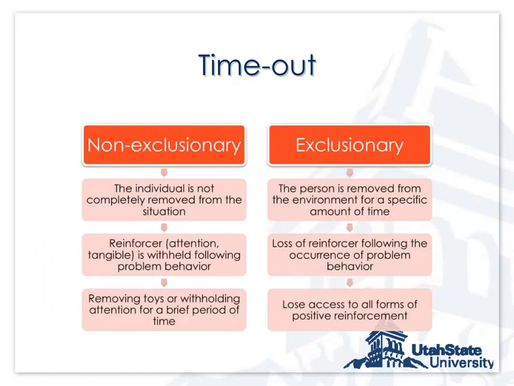Two types of timeout from positive reinforcement can be used. In the case of non-exclusionary timeout, the individual is not completely removed from the situation, but the reinforcer is withheld following problem behavior. Non-exclusionary timeout can be implemented by removing toys or withholding attention for a brief period of time. In the case of exclusionary timeout, the individual is removed from the environment for a specific amount of time upon the occurrence of problem behavior. In this case, the individual will lose access to all forms of positive reinforcement.